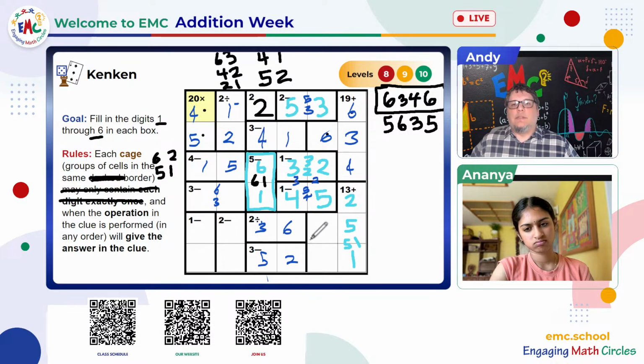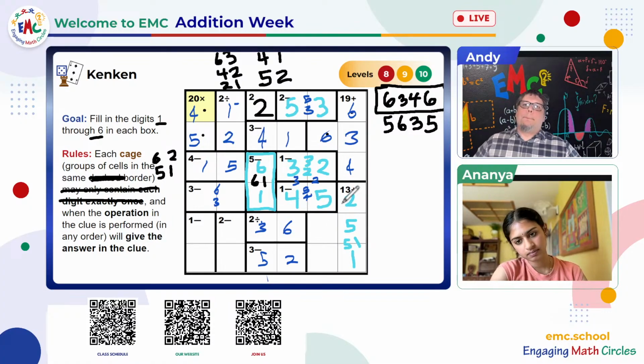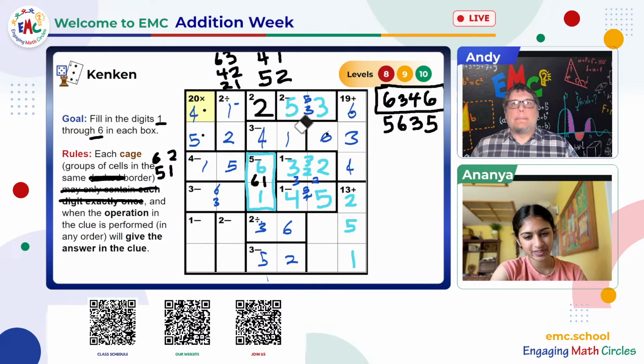So this could be 3, 2. So this 5 forces the top one to be 5. Oh no, we got a 5 here. So it's 1, 4, but it can't be 1, 4. It's 3, 2. I think we ran into a contradiction. Where?